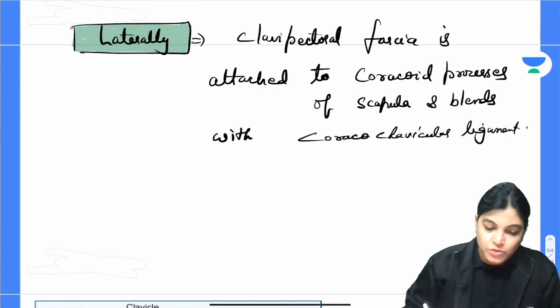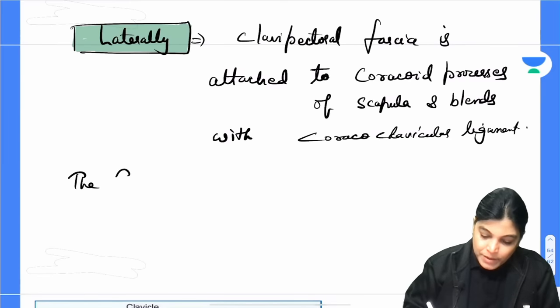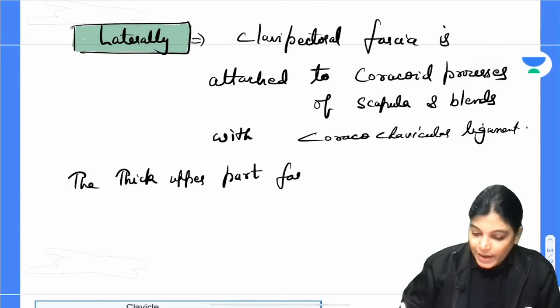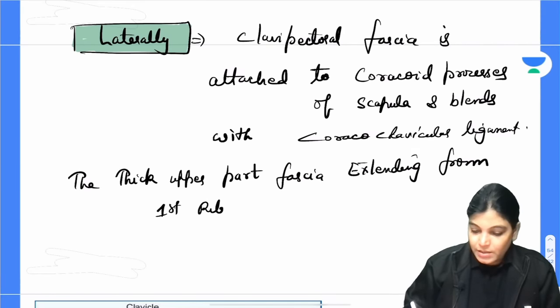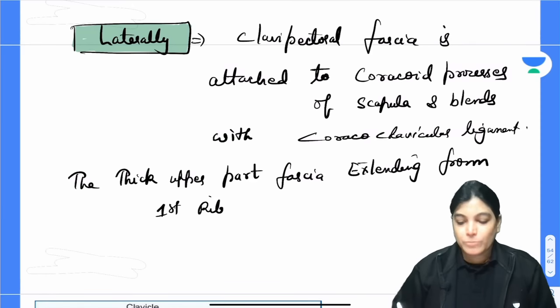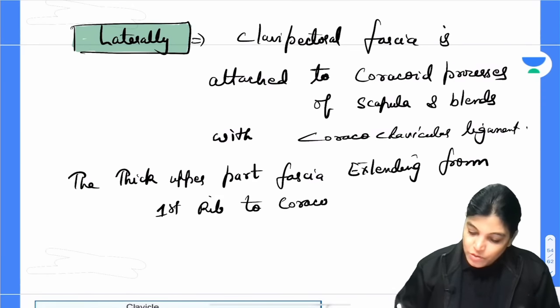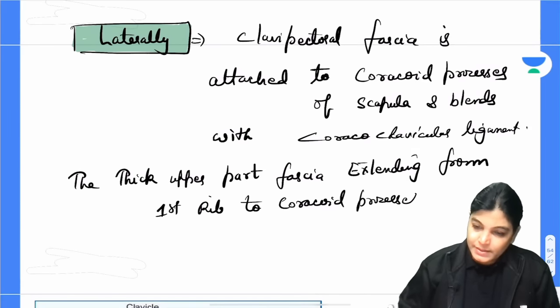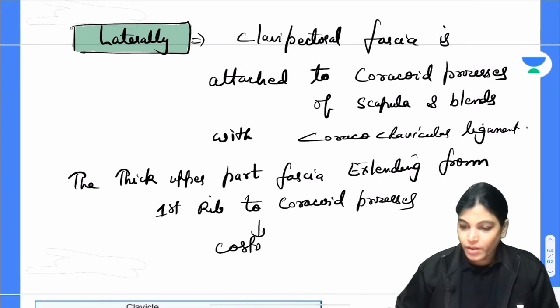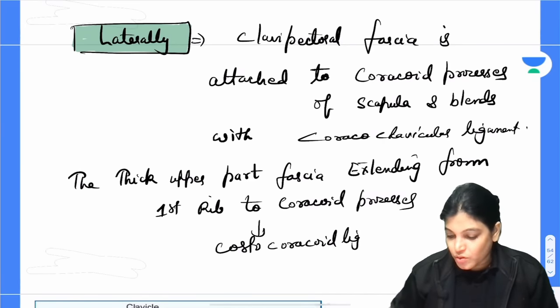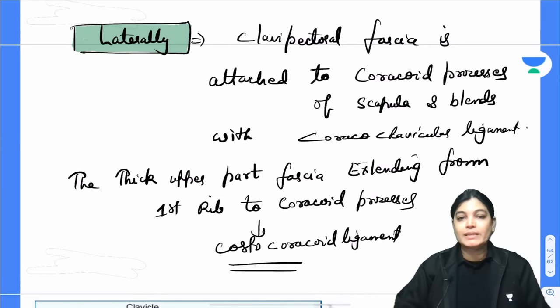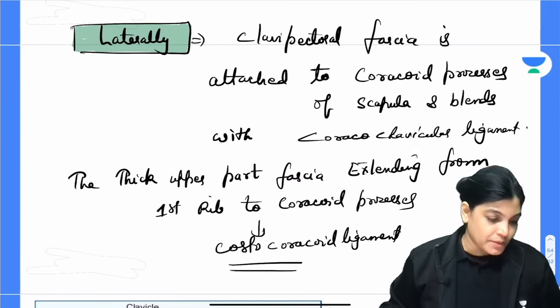fascia derived part. One of the important parts is the thick upper part of this clavipectoral fascia, which extends from the level of the first rib to the coracoid process. It is called the costocoracoid ligament. So you can say the costocoracoid ligament is a derived part of the clavipectoral fascia.